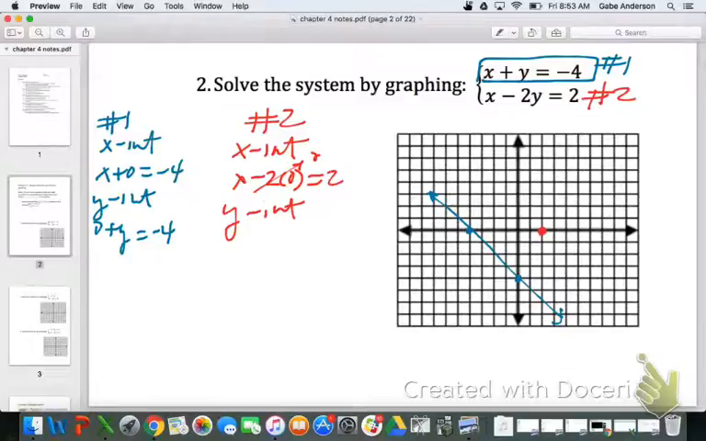Oops. Okay, so to find the y-intercept, you plug a 0 in for x. So it'd be 0 minus 2y equals 2. We divide both sides by negative 2, and I get a y-intercept of negative 1. So negative 1 is right about there. I connect those 2 points, like so, and I've got my 2 lines.